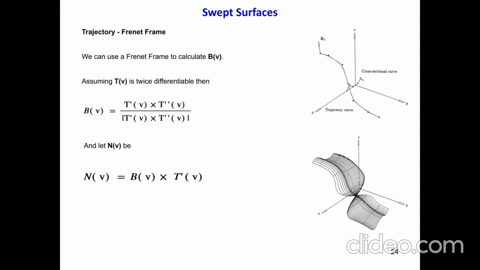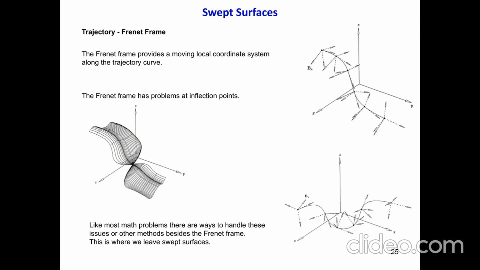We can use a Frenet frame to calculate B, our B vector, assuming our trajectory is twice differentiable. And we also end up with this N term when doing this. And the Frenet frame introduces another local coordinate system that moves along the trajectory curve. So kind of interpolating locally along our trajectory curve for this Frenet frame. With all the other issues that I've gone through, going through these surface techniques, we find one technique that works, but then we run into an issue with it.